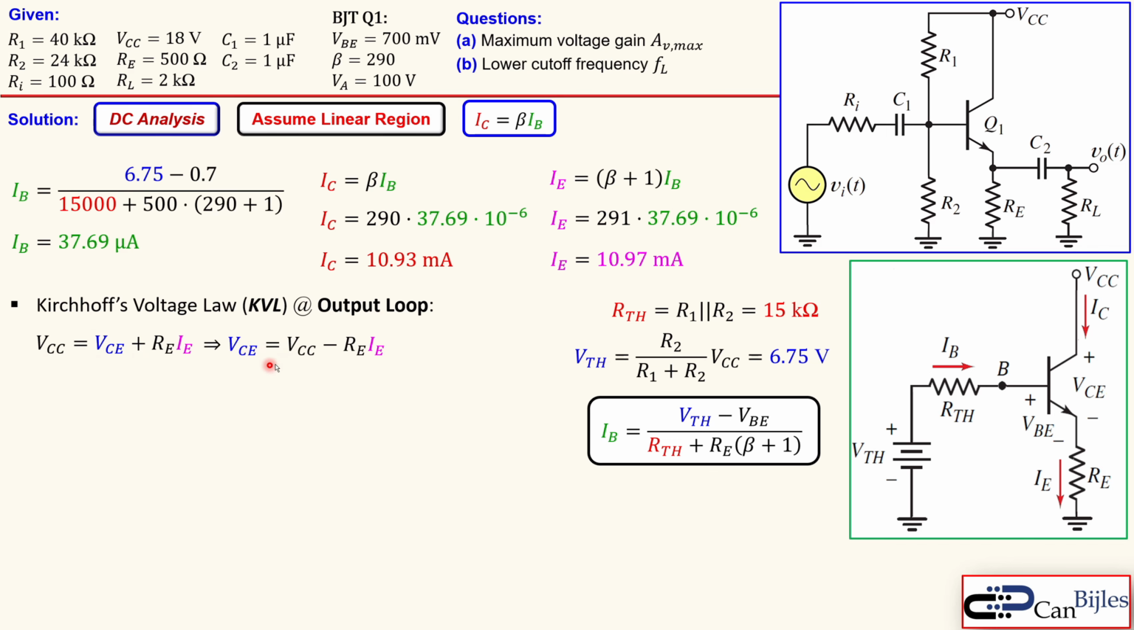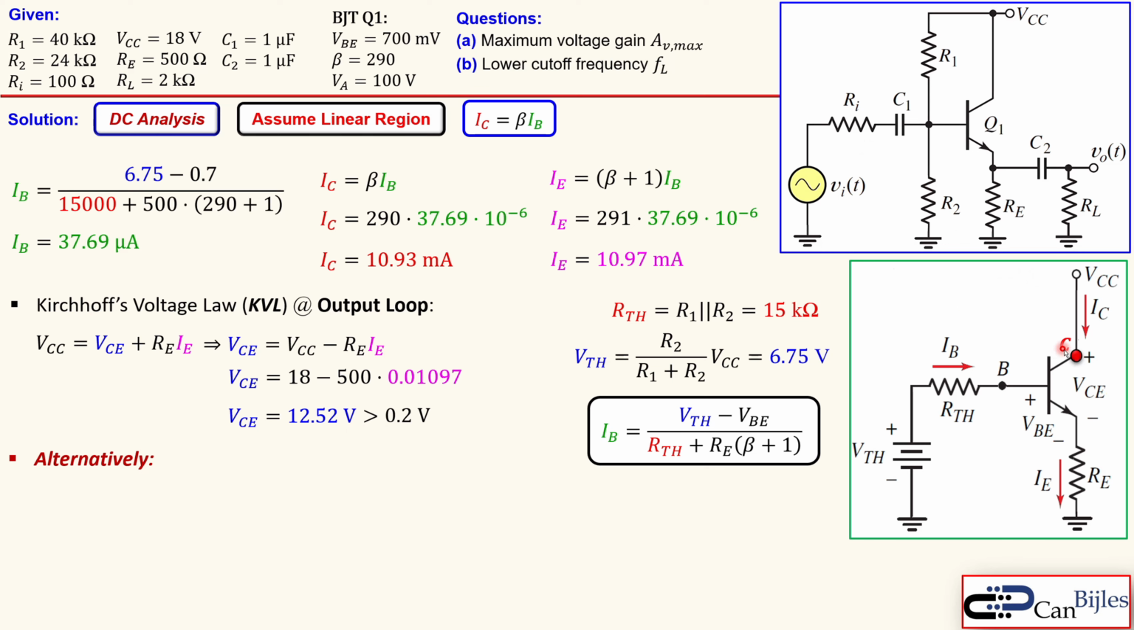And that is shown here, so we can say VCC minus RE times IE, and we know this. So just 18 minus 500 times 0.01097, and that will result in 12.52 volts, which is much larger than the minimum required 0.2 for the VCE. We can also do it in an alternative way.